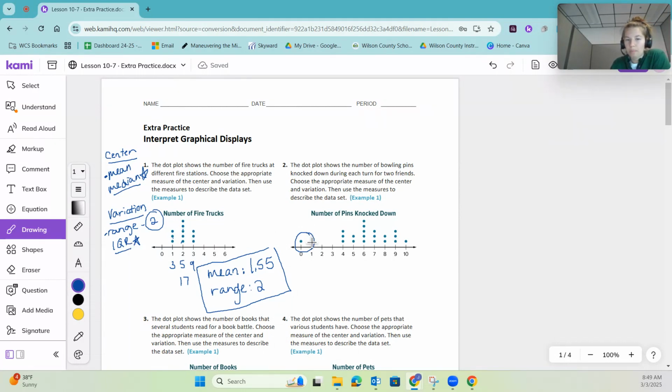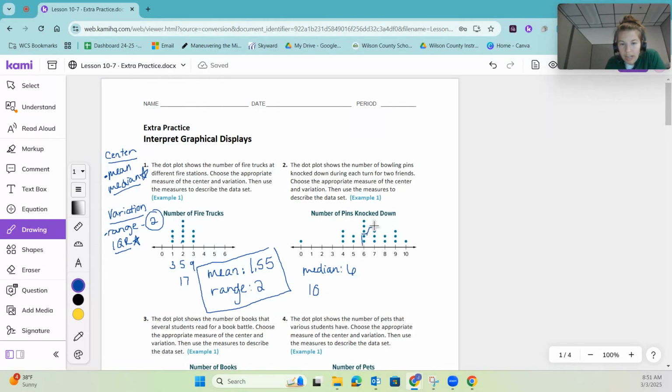Your median here, we are going to go from the outside all the way in and figure out what our middle number is, and that is going to be 6. So my median will be 6. And then my interquartile range: we're going to find the median, which we said was 6.